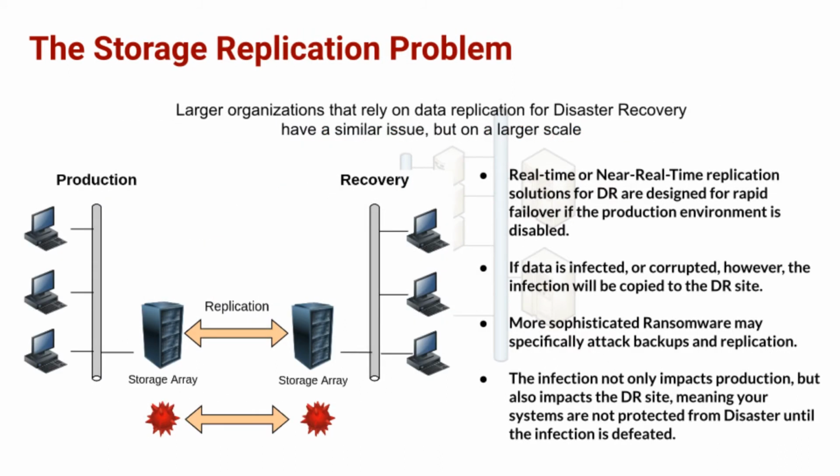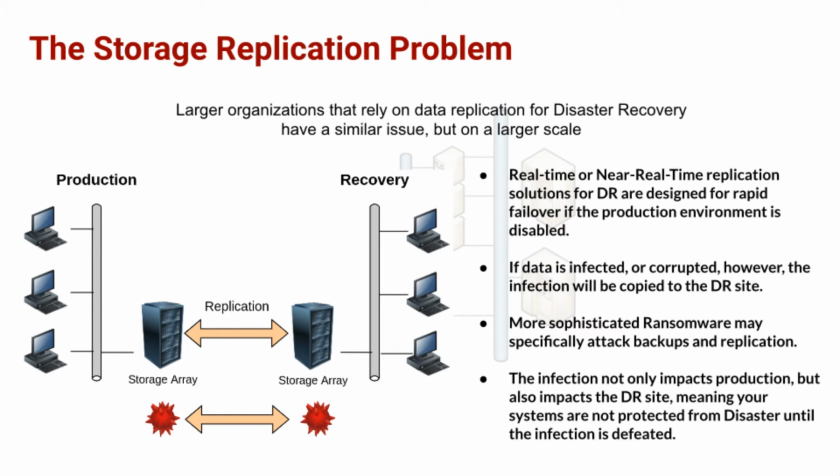Now let's scale this up to an enterprise class example that relies on replication for disaster recovery. In this case, we have a similar problem, just magnified to a larger scale. Disaster recovery solutions based on storage replication are very common among large or enterprise-sized organizations. Most IT shops in this category need to have real-time or close to real-time replication solutions. So again, in this larger scale case, if your data is affected in production, it's going to be copied across that replication link as soon as it happens and infect the recovery site as well.